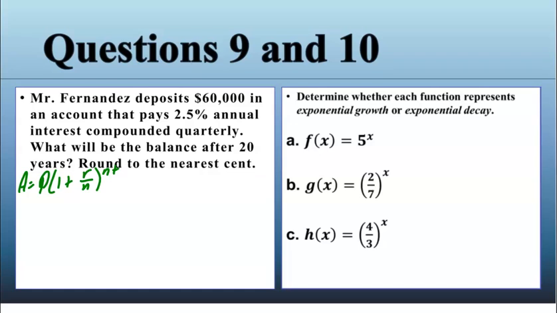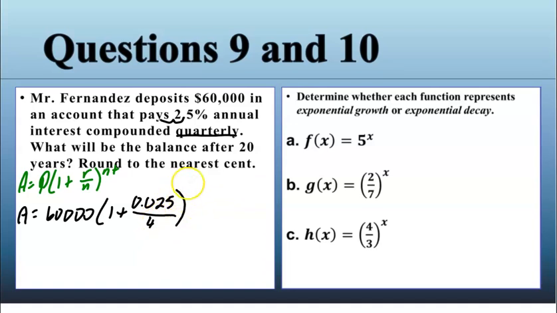So our P, the initial amount, is $60,000. So we have 60,000 times (1 plus the rate as a decimal. So I have to divide this by 100, so move it 2 places to the left. So this would be 0.025) divided by quarterly, which means 4 times, raised to the 4 times 20 years.